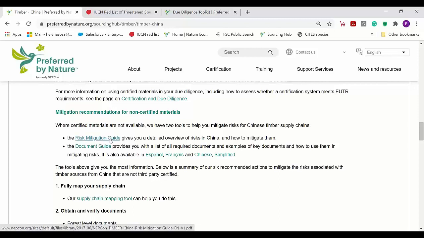China is actually a good example because it's quite complete in the sourcing hub. Not all the countries have this level of detail, but the advantage with China is that we have a risk mitigation guide that gives you a more detailed overview of the risk and how to mitigate them. Okay, so let's look at it just very quickly.